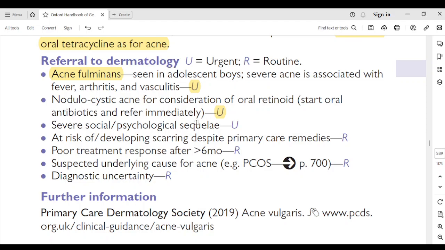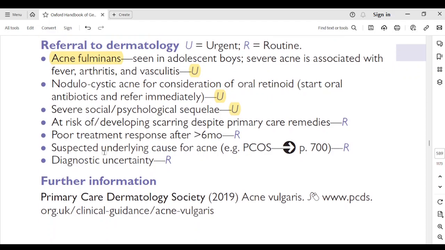Severe social and psychological sequelae, urgent referral. At risk of developing scarring despite primary care remedies, routine referral. Poor treatment response after more than 6 months, routine referral. Suspect underlying cause for acne like PCOS, routine referral. Diagnostic uncertainty, routine referral.